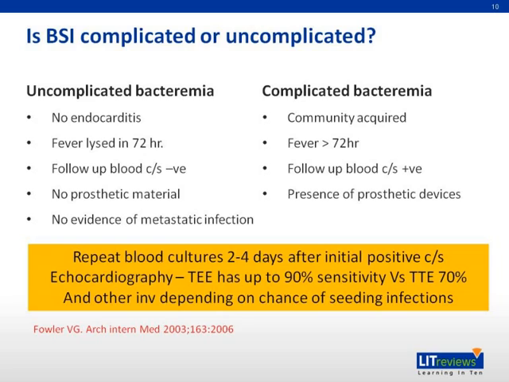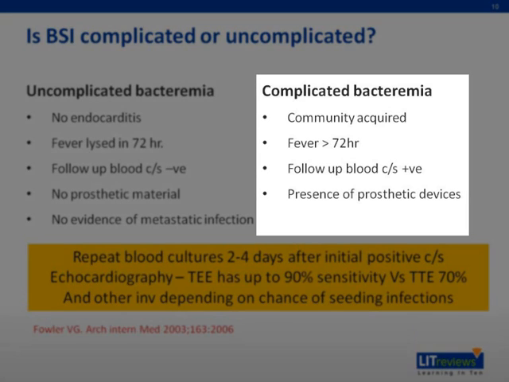The key point to note when clinicians deal with MRSA bloodstream infections is to distinguish complicated from uncomplicated bacteremia. This has implications on the further investigations pertaining to the choice of antibiotics and the duration of treatment of the patient. These are the important points.